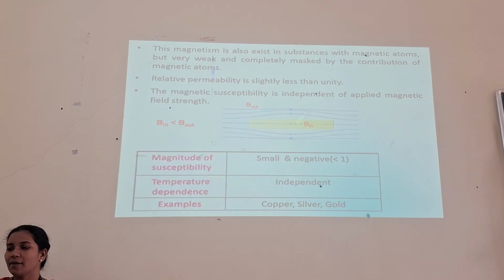As you can see, these are the characteristics. Magnetic susceptibility is small and negative. Temperature dependence is independent, and examples are copper, silver and gold.